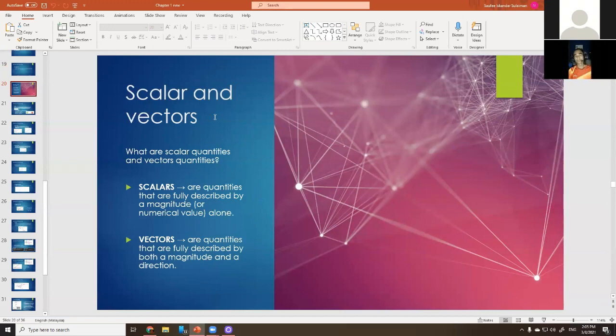Actually, in physics, we have two kinds of quantities: scalar and vectors. Scalar is a quantity that is fully described by magnitude. It only has a number. And a vector is a quantity that has magnitude, numbers, and direction. So there's a difference between scalar and vectors.